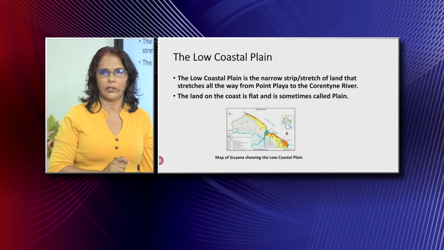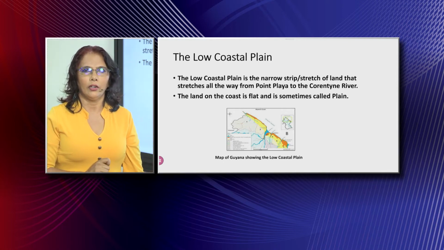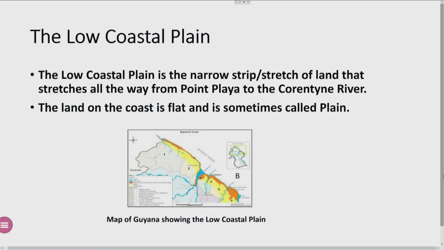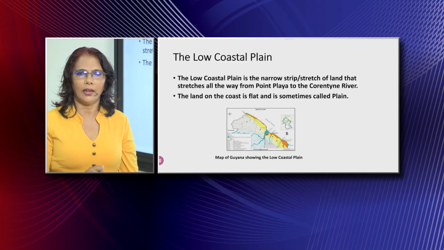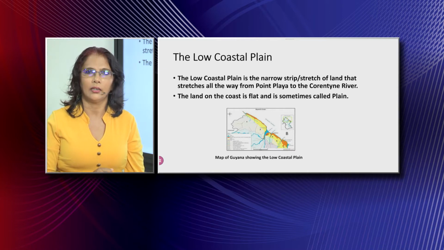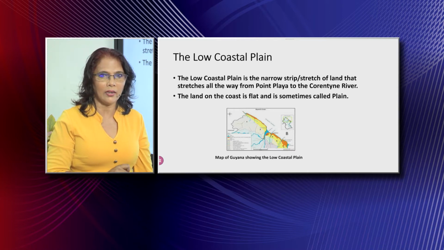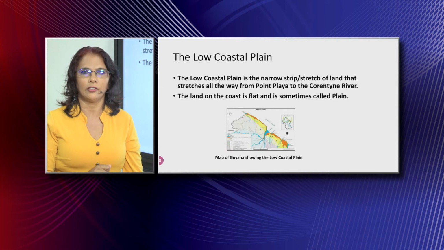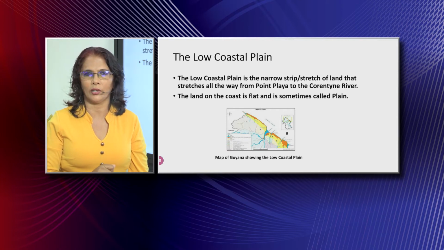The low coastal plain is the narrow strip or stretch of land that stretches all the way from Point Playa to the Corentyne River. The land on the coast is flat and is sometimes called plain. I'm going to repeat again, the land on the coast, that is the low coastal plain, is flat and is sometimes called plain.